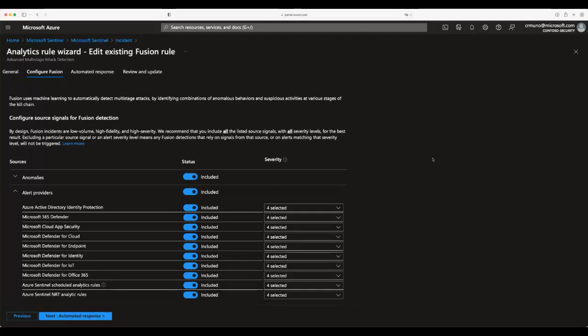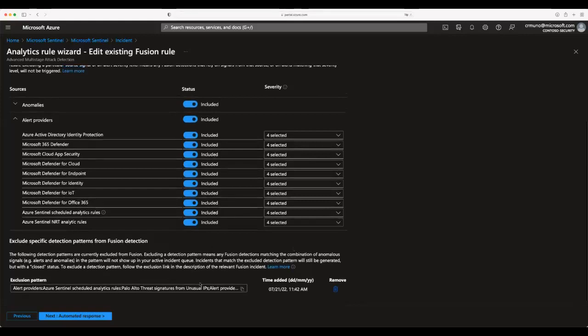When I click on the exclusion link, it brings us back to the familiar UI, which is the analytics rule wizard. And over here at the bottom, now we can see that we have our Palo Alto threat signatures from unusual IPs pattern that is currently being excluded. So this is the way on how you can configure the source signals that are taken into account by Microsoft Sentinel Fusion. And then on top of that, how you're actually able to exclude a specific detection pattern from your Fusion detection.